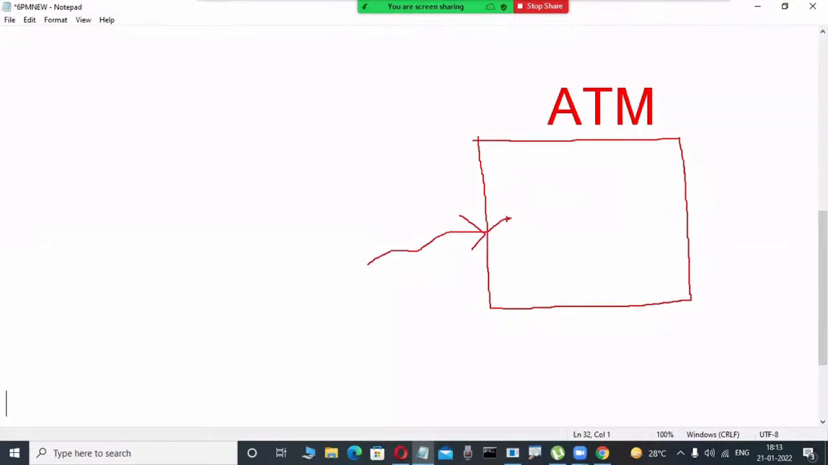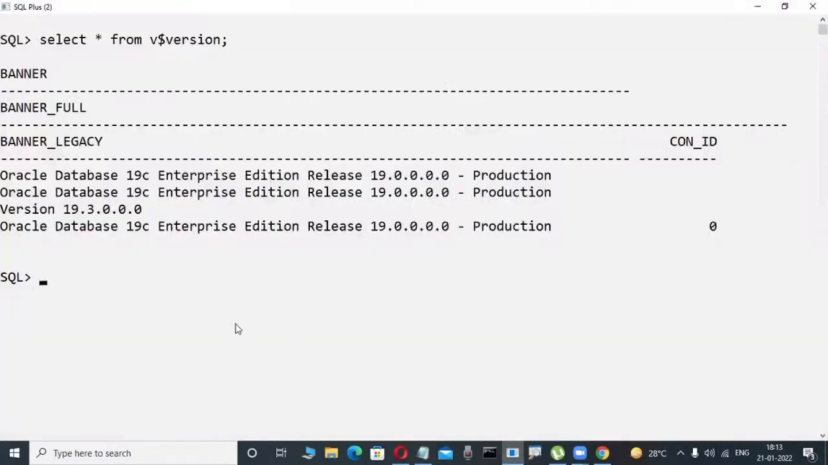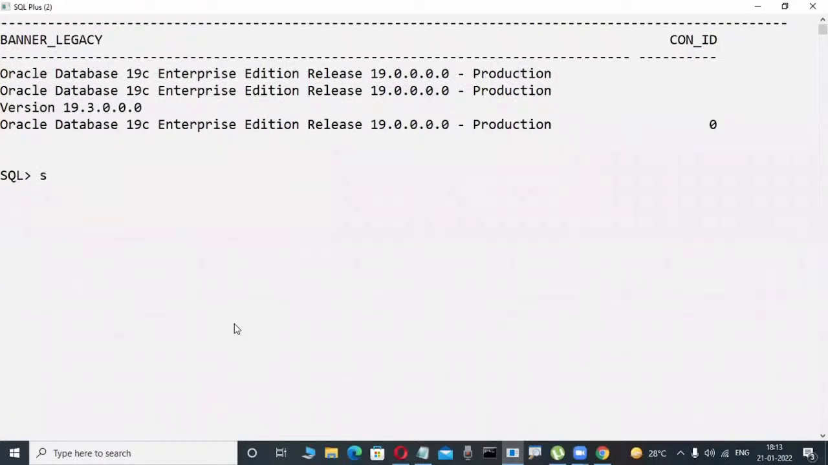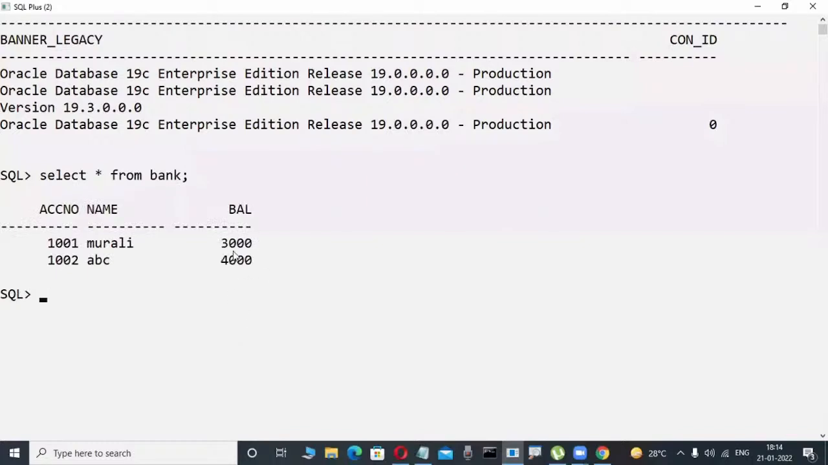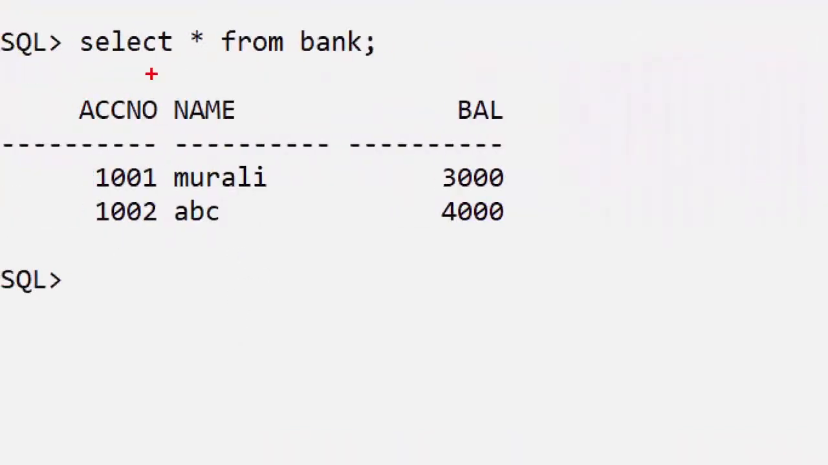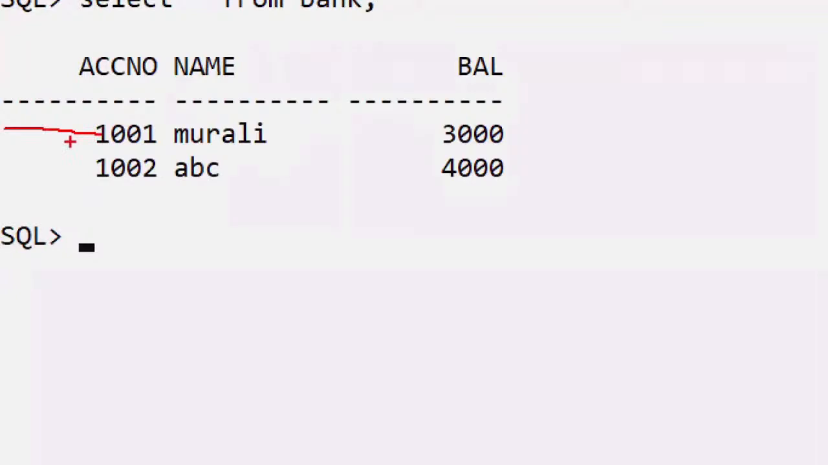Now check it out. Slowly observe the screen. Suppose in this database there is a bank table, for example. Just observe the scenario, it is a very easy way to understand. This is a bank table. In table format only, we store the data. Suppose this is in a bank, for example SBI bank. In this bank, this is the data. Observe here, these are columns: account number, name, and balance. These are called columns. Here these, like 1001, are called rows or data.